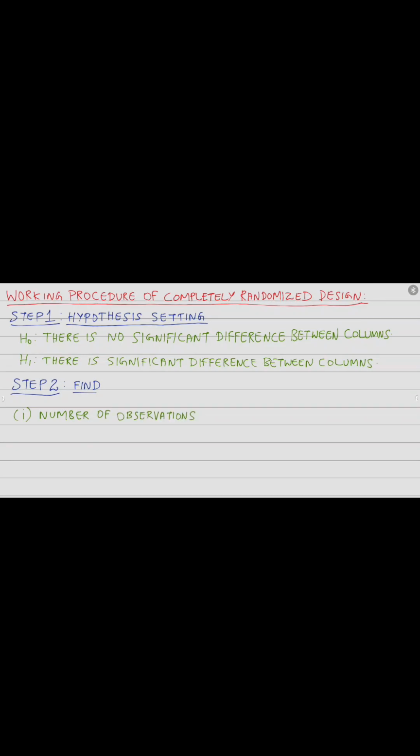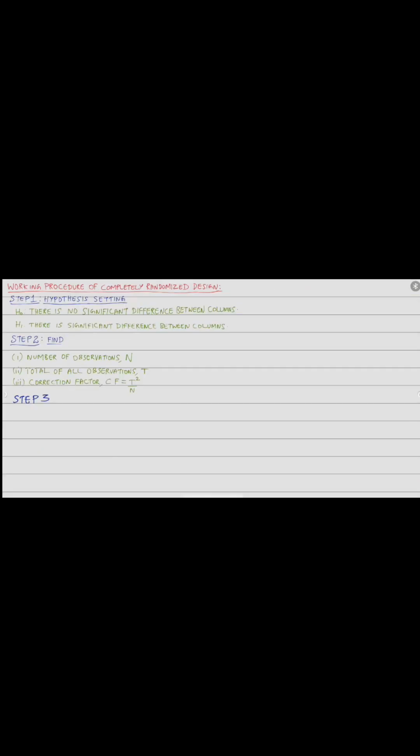In step 2, we write the number of observations N and the total of all observations T. Using these two, we find the correction factor Cf, which is equal to T square the whole divided by N. In step 3, we calculate the sum of squares. Firstly, we calculate the total sum of squares, that is TSS, which is equal to summation x1 square plus summation x2 square plus summation x3 square plus etc.